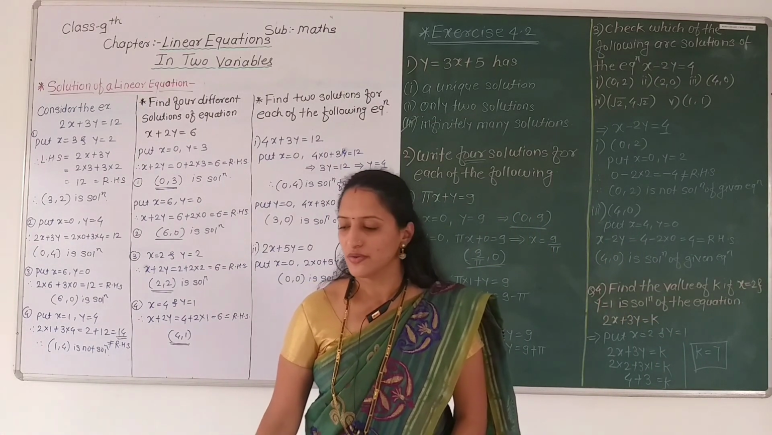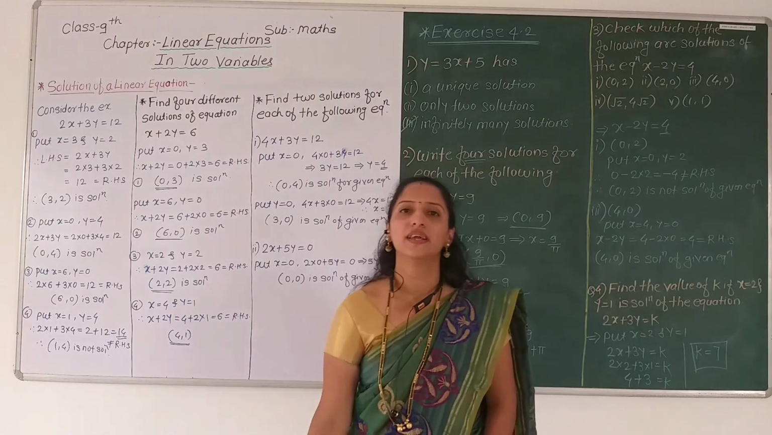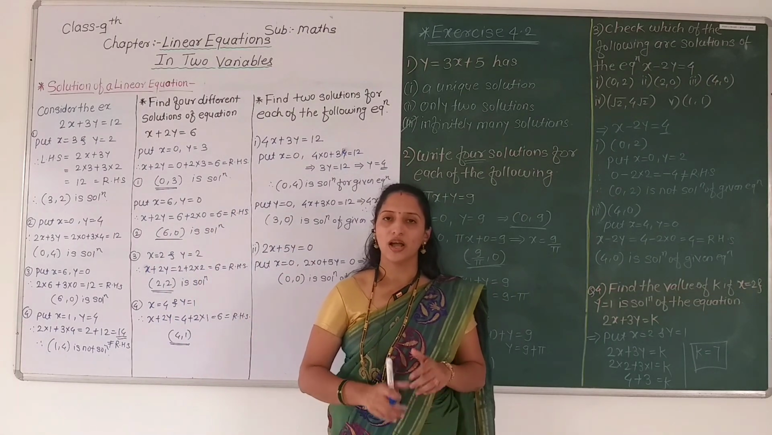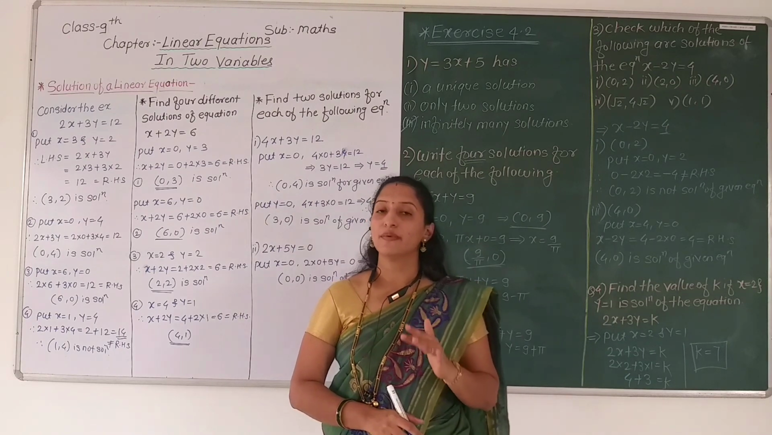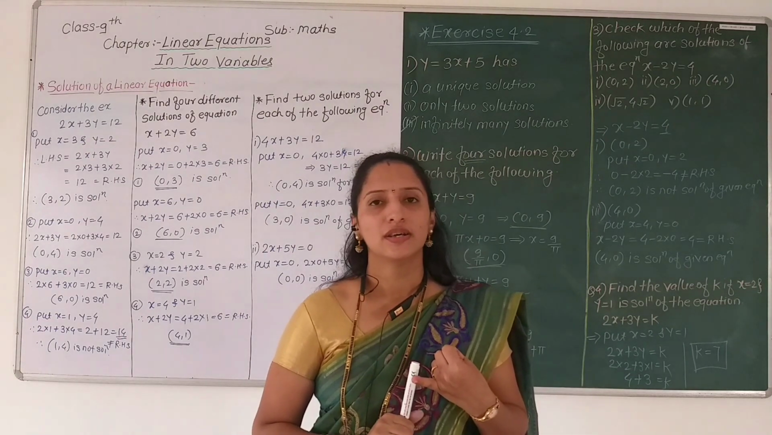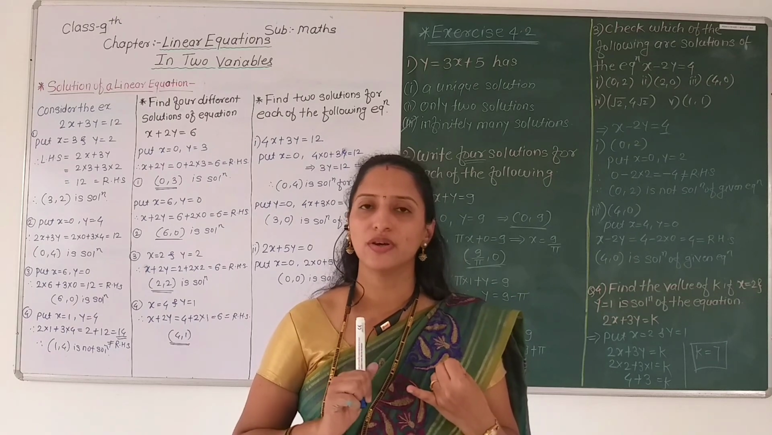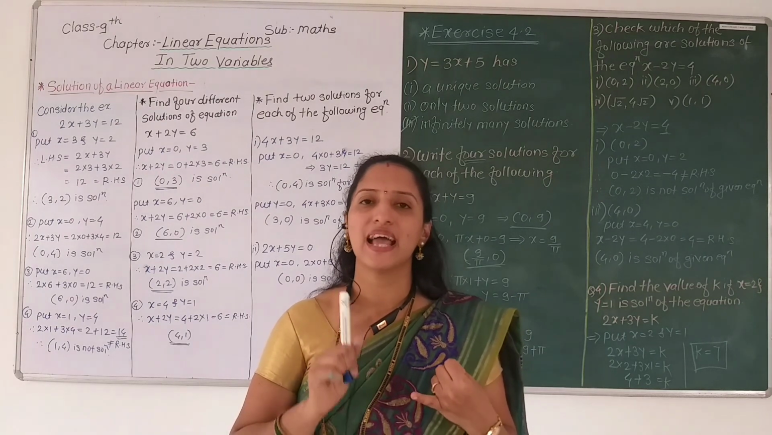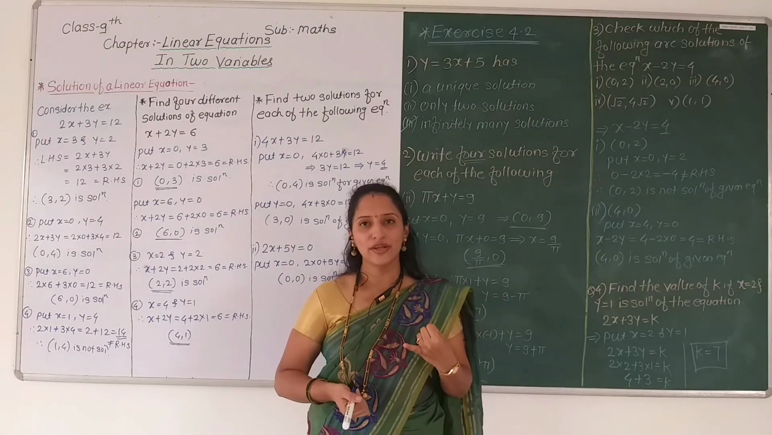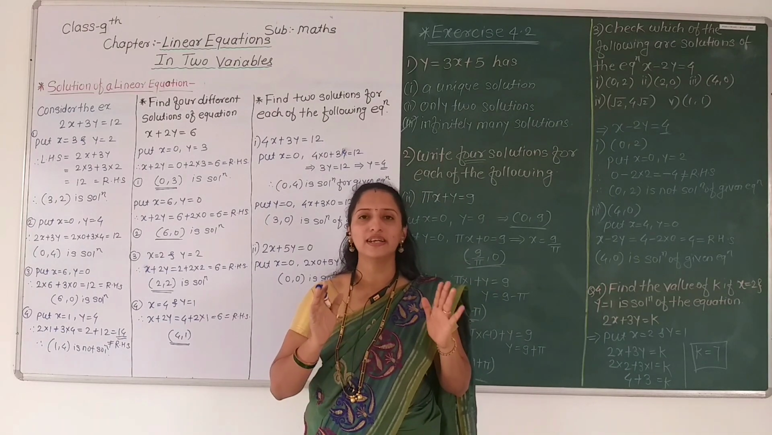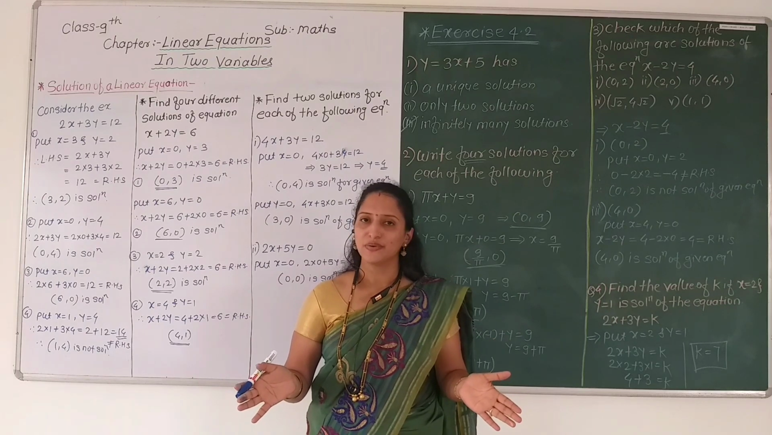Okay. So in this way we have completed exercise 4.2. I hope you understood all these examples. So you have to remember that a linear equation in one variable has only one solution, that means only a unique solution, and a linear equation in two variables has infinitely many solutions.